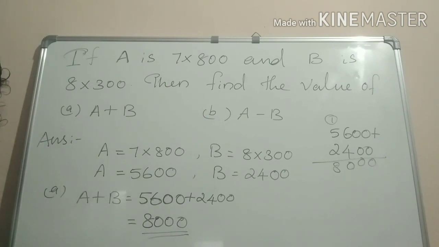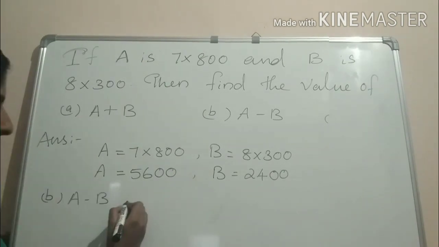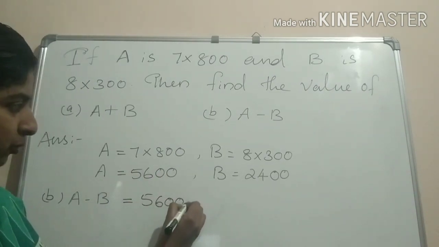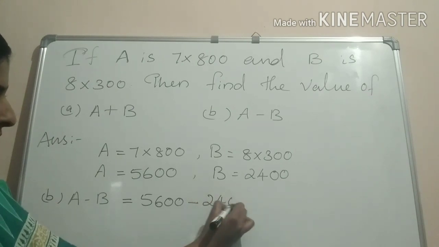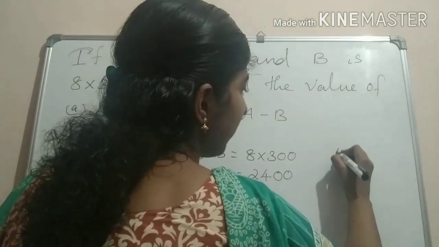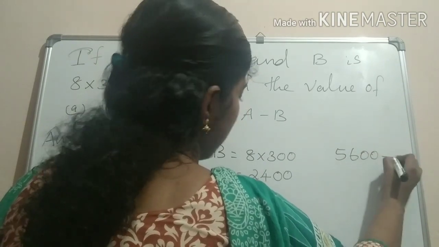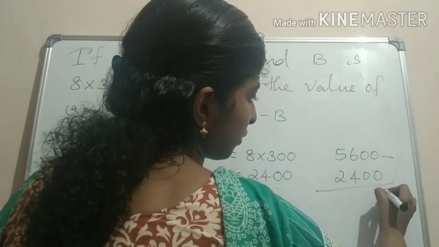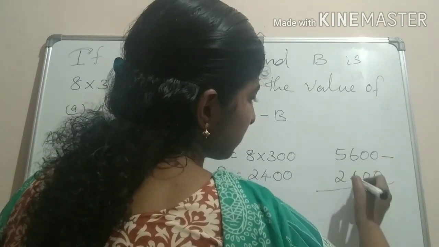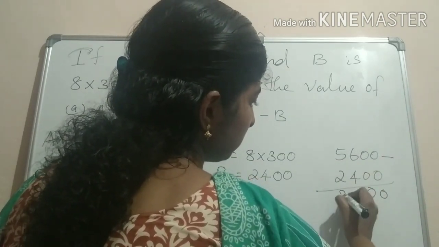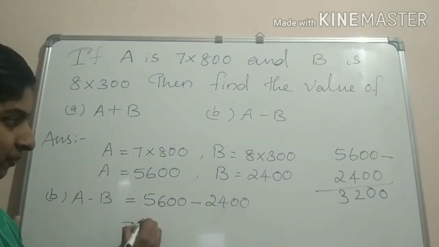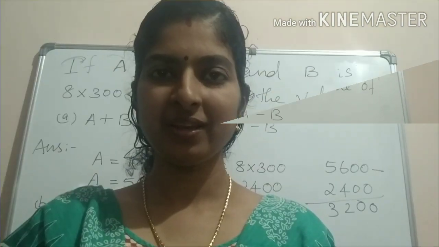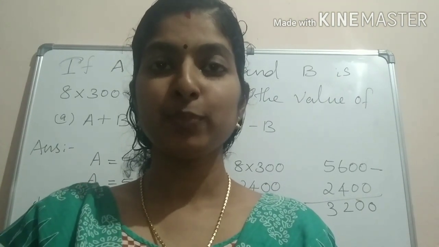Okay. Then next question, how to find A minus B? A minus B is equal to 5600 minus 2400. That is 0 minus 0, 0, 0, 6 minus 4, 2, 5 minus 2, 3. 3200 is the answer. Today we studied word problems based on multiplication.